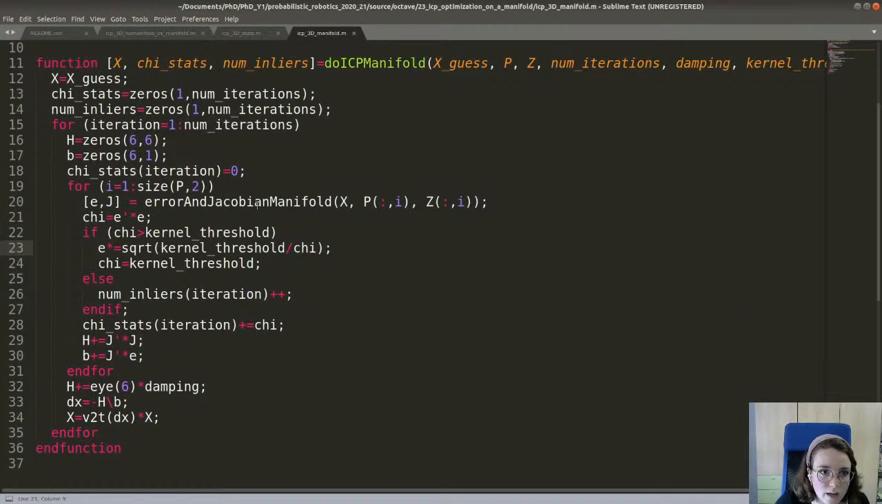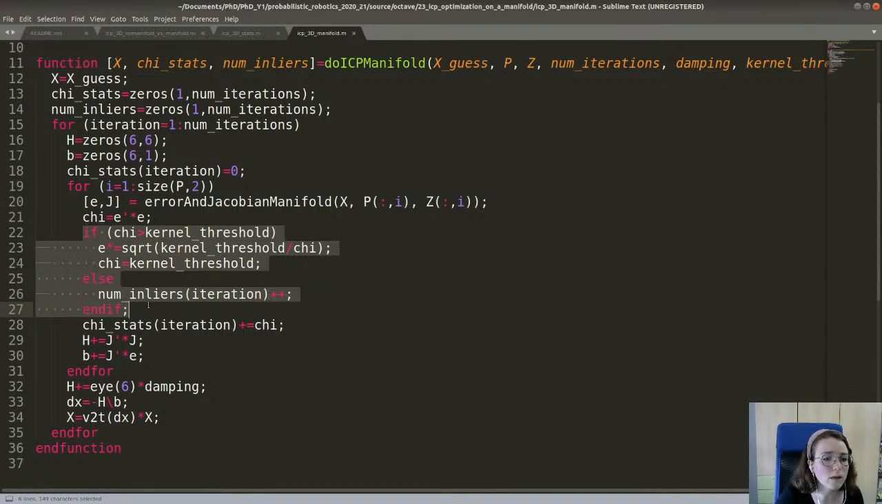This means that inside the function that actually does the ICP, we have a few more lines here that define what to do in case the chi-square is bigger than a given threshold. In this case, we want to scale the error by a factor given by the square root of the kernel threshold divided by chi, so that the larger the chi, the smaller the weight that we are giving to that specific measurement.